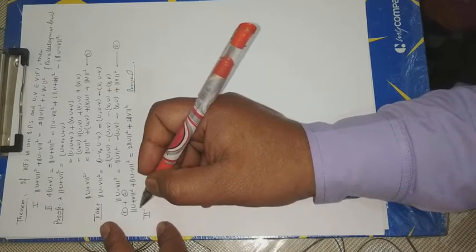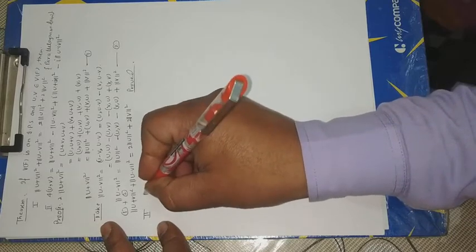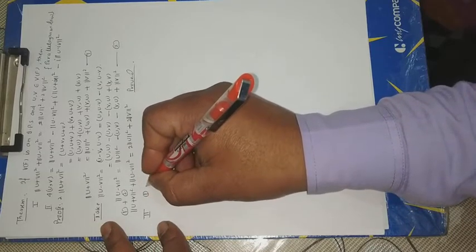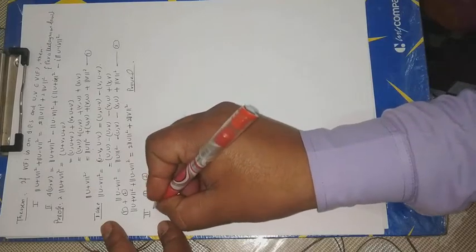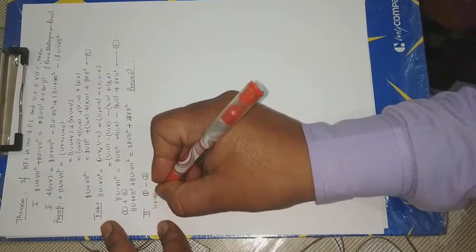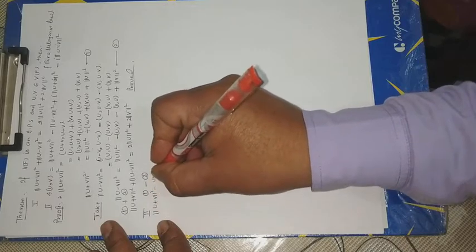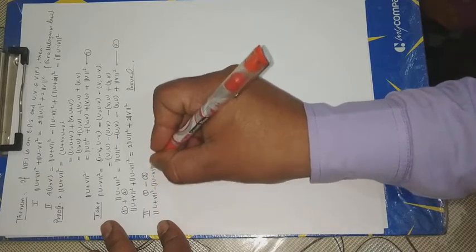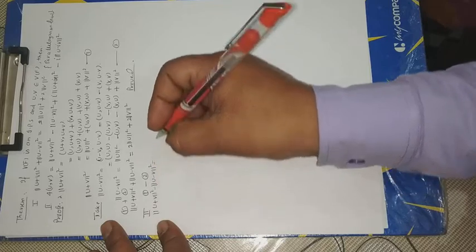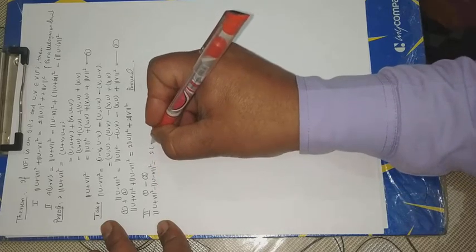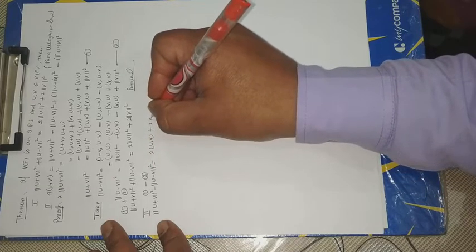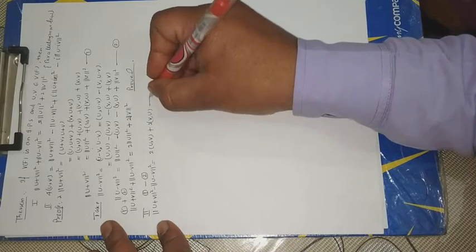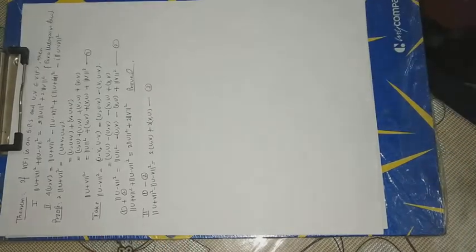Now second part. In second part, equation number first, equation number two subtracted from equation number first, that is we get ||u + v||² minus ||u − v||², then we get 2 u inner product with v plus 2 v inner product with u. This is represented by equation number 3.